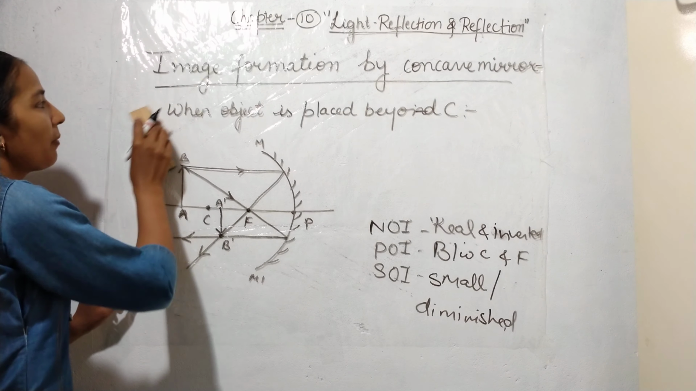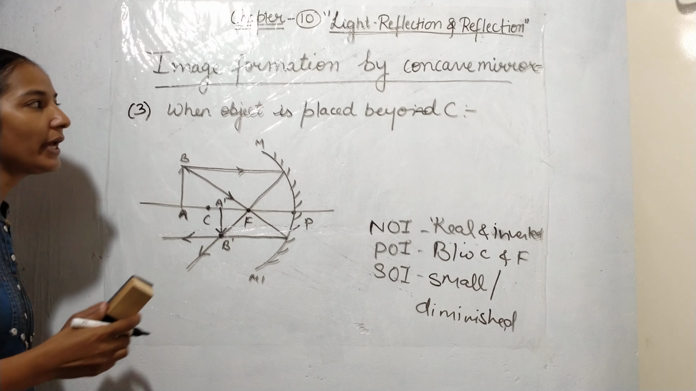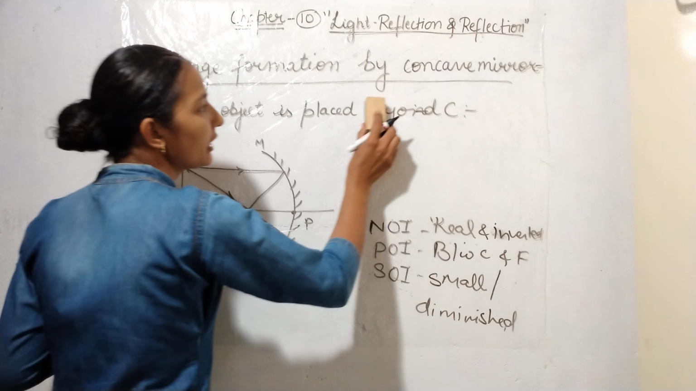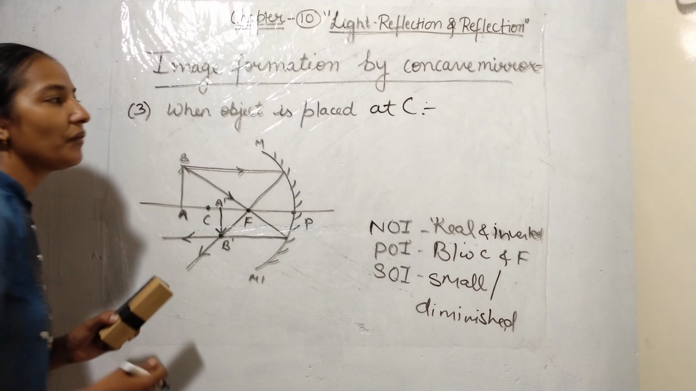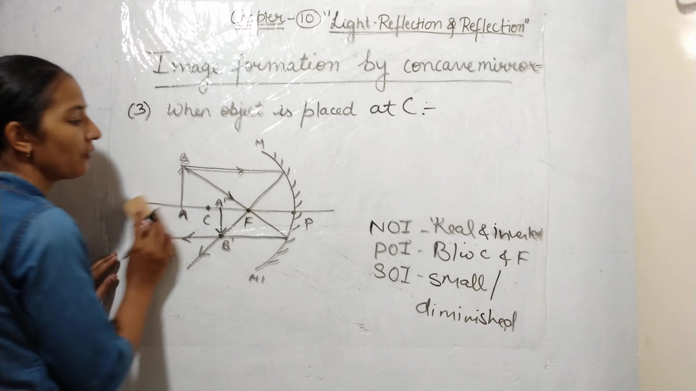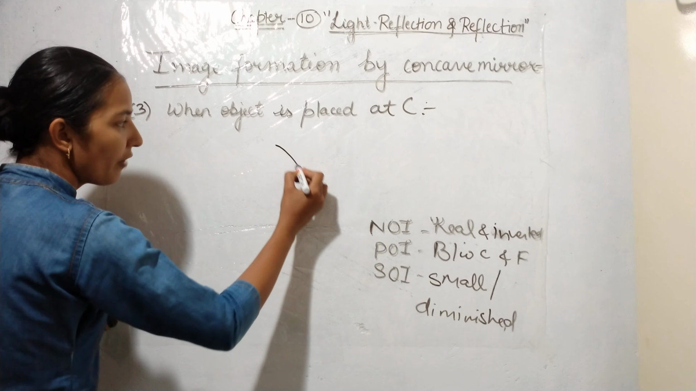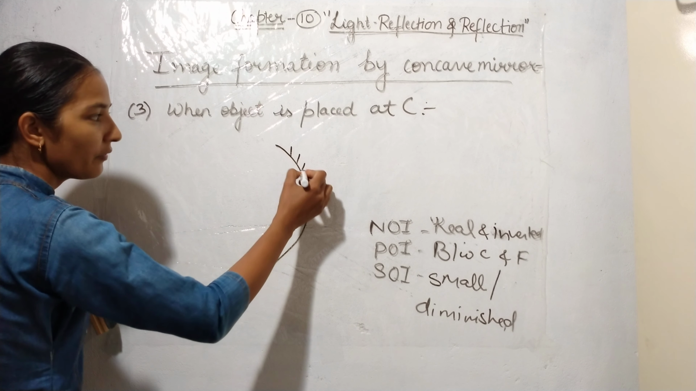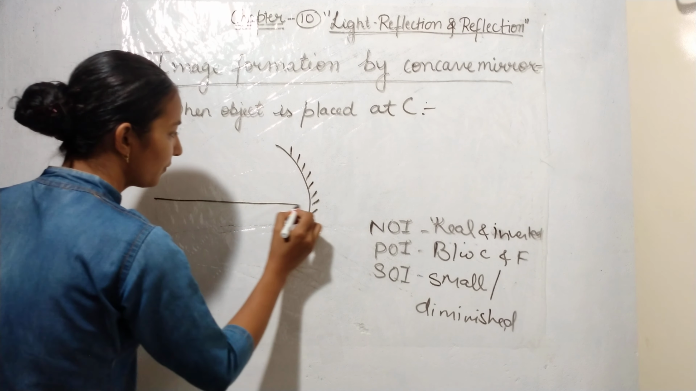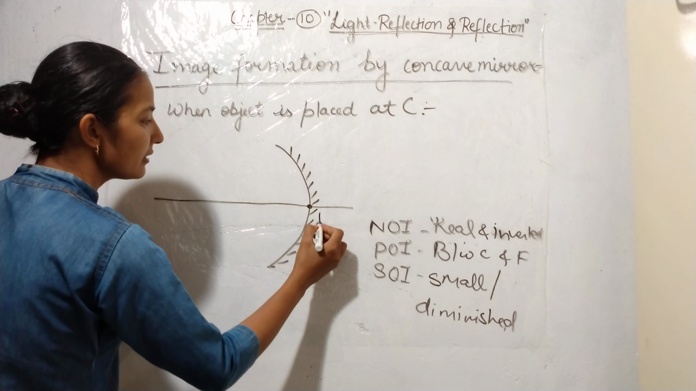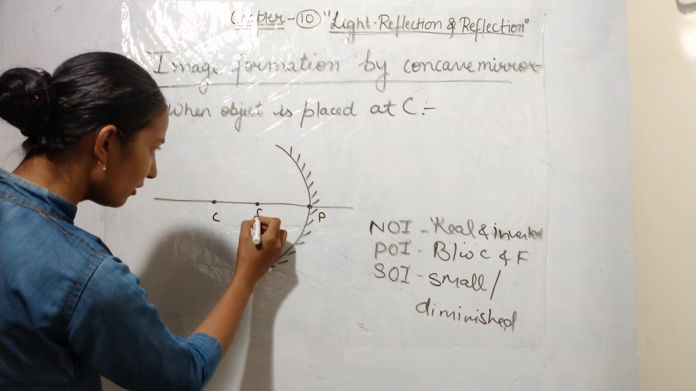Now let's discuss the third step for the ray diagram. The third diagram is when the object is placed at center of curvature. So what happens when the object is placed at center of curvature? Now we will draw the ray diagram for when the object is placed at center of curvature. So this is the mirror, and suppose this is the line, this is the pole, this is the center of curvature, and this one is the focus.